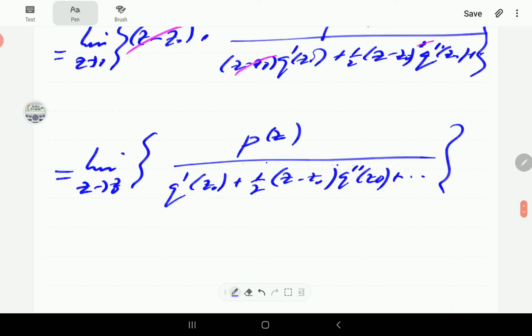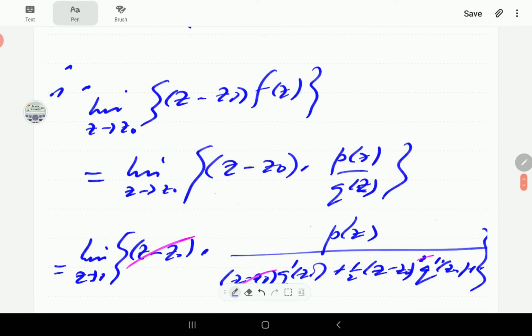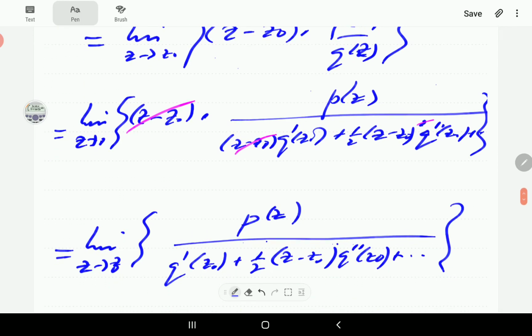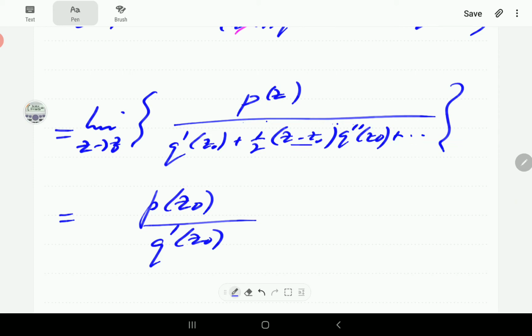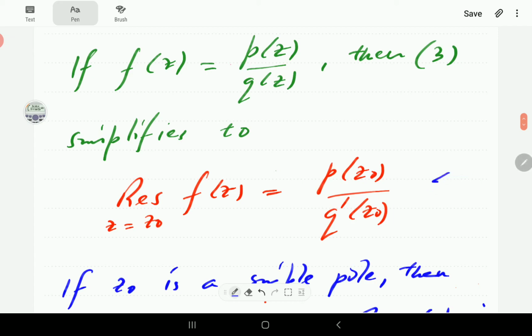At this point, we can plug in z naught, because at the previous step, if you plug in z naught, the numerator will be 0 and the denominator is going to be 0. But now the denominator is not 0. So if you plug in z naught, the numerator is going to be p of z naught. In the denominator, only this term is going to survive, q prime at z naught, because if you plug in z naught here, this vanishes and all the other terms have the factor of z minus z naught. And so that is going to be our final expression, which proves this formula, which let's call number 4.